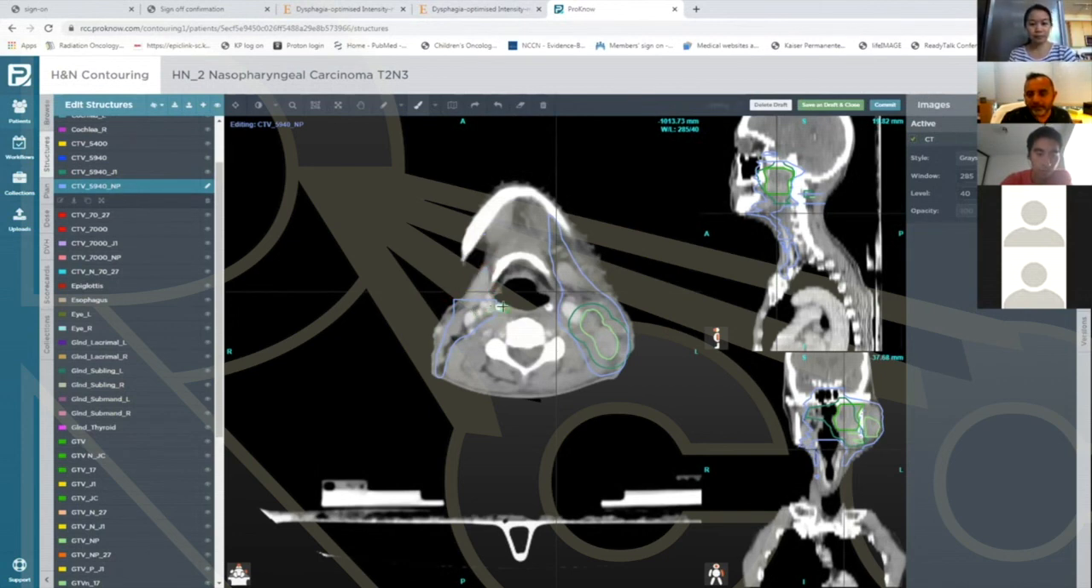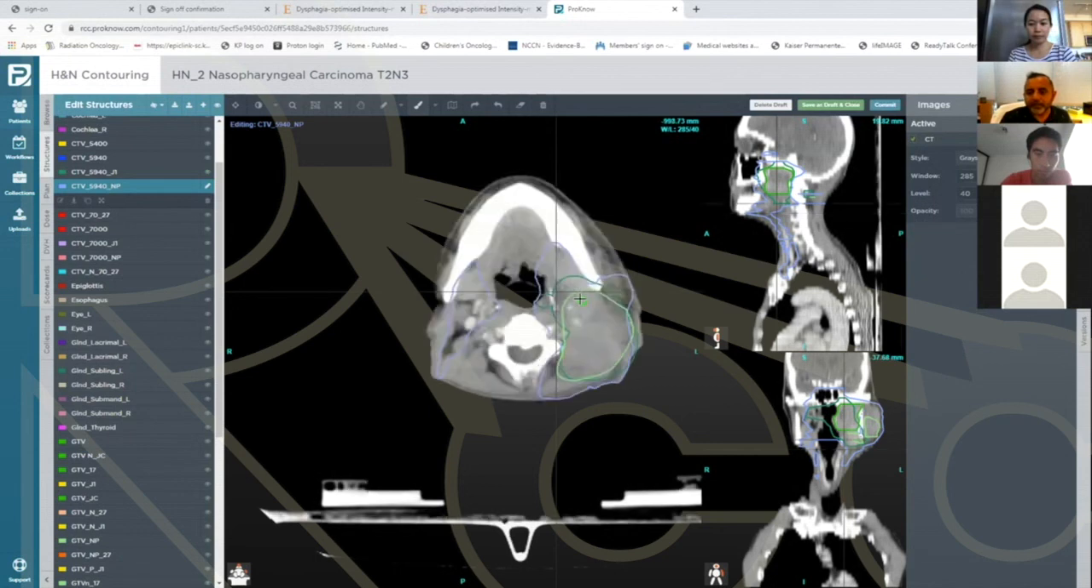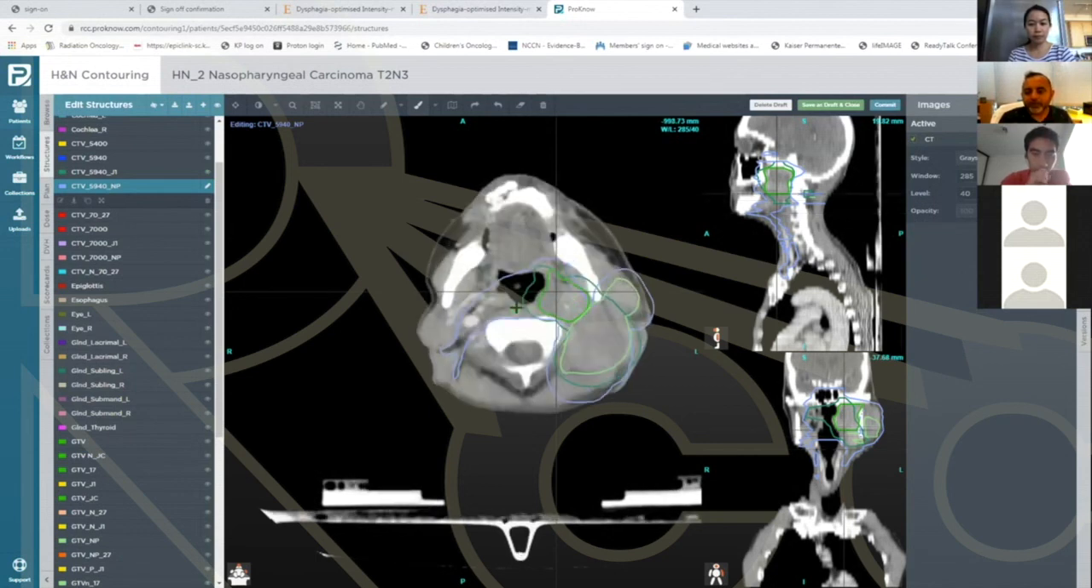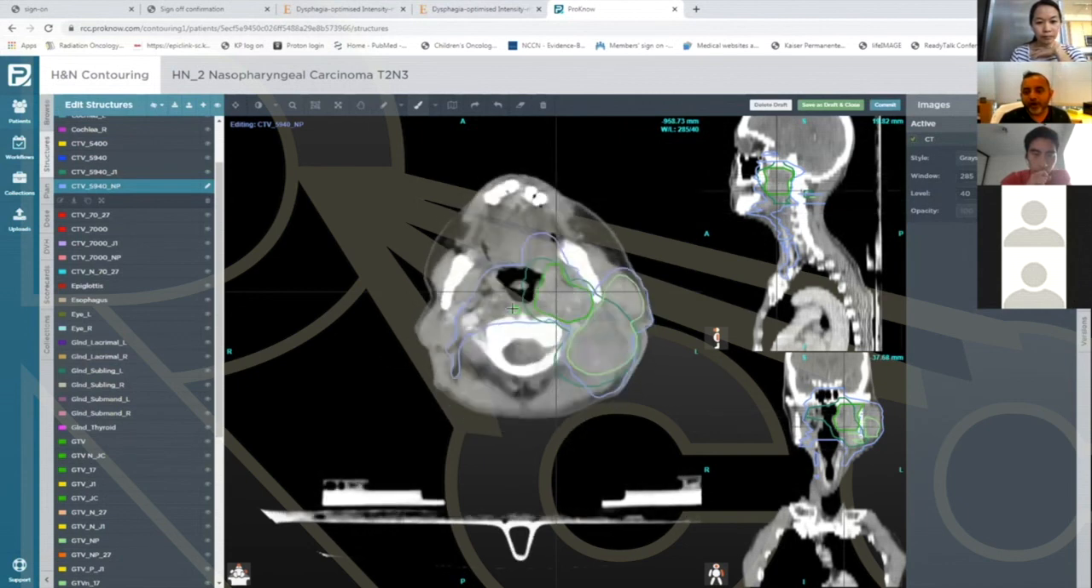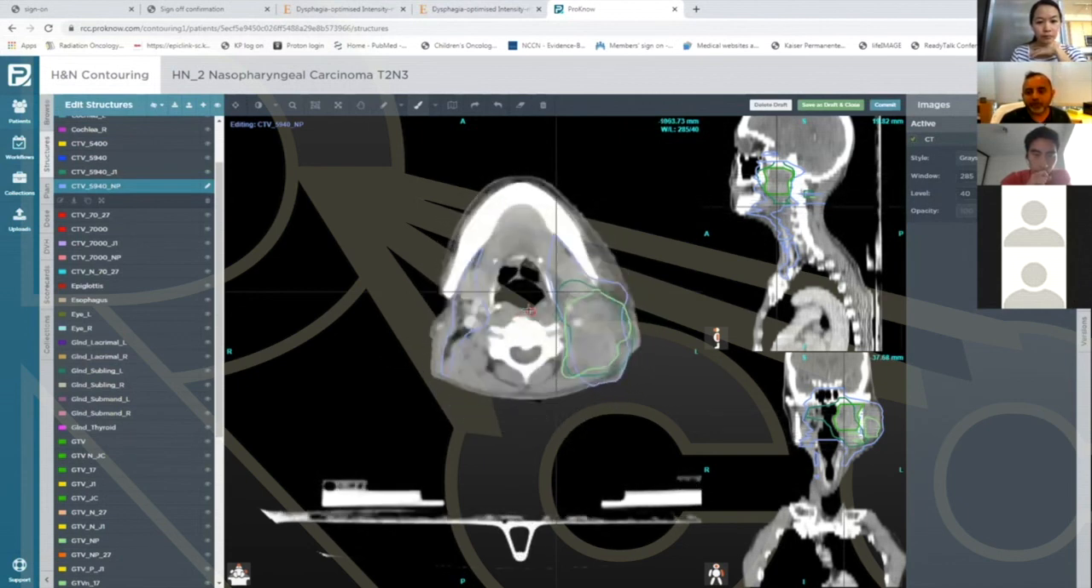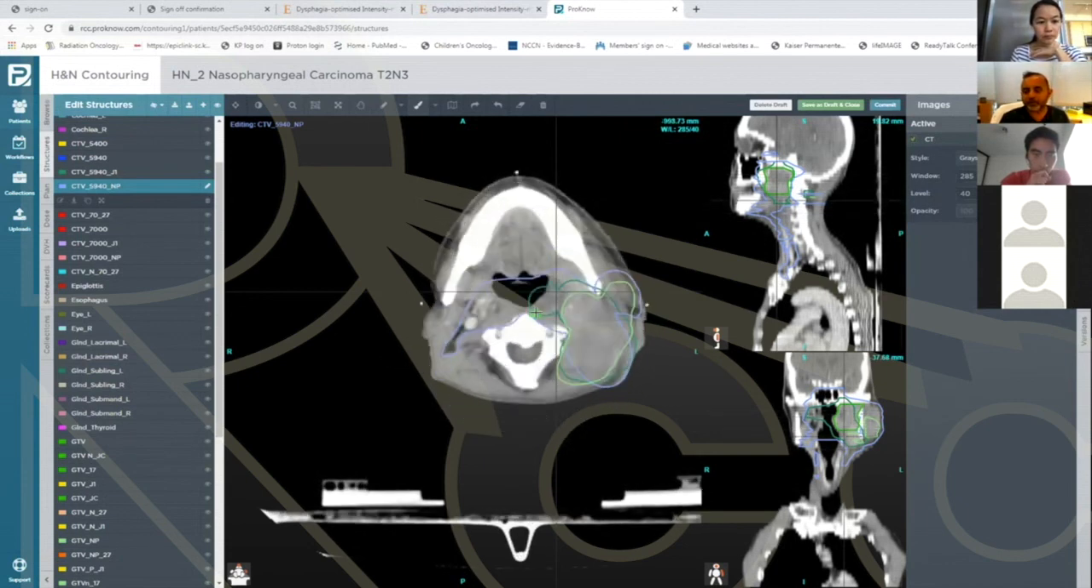So here's what this would have looked like. And here, we make a couple of points. RP nodes start literally at the base of skull, and they go all the way down to the top of the hyoid. So great job here. My residents always miss this. They will always want to spare right here to spare the constrictors. But in a nasopharynx case, you really can't do that. So this is really good.